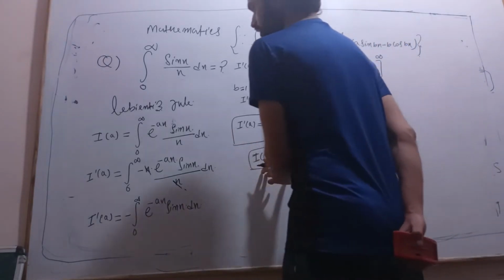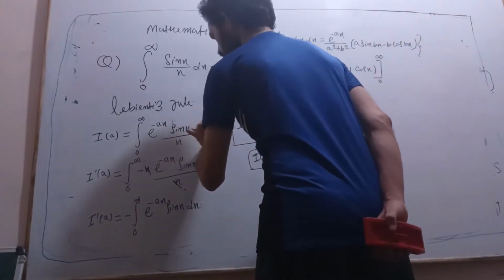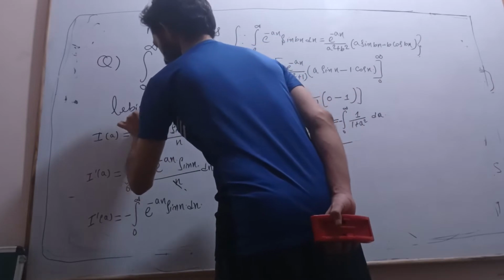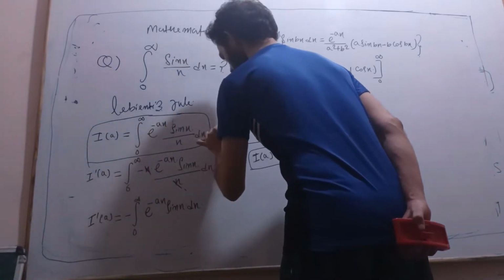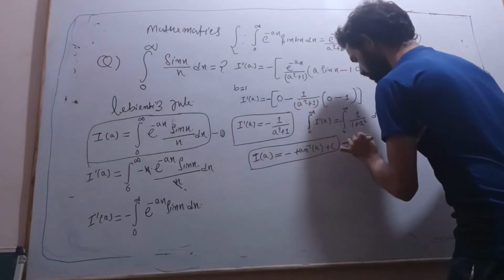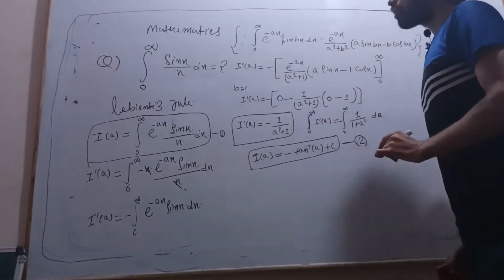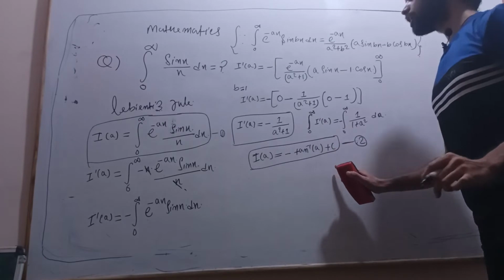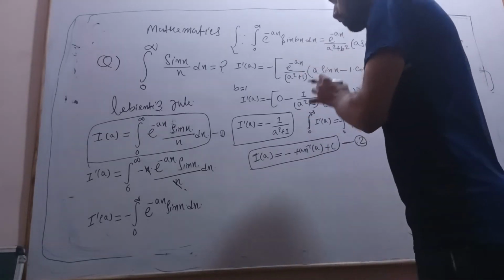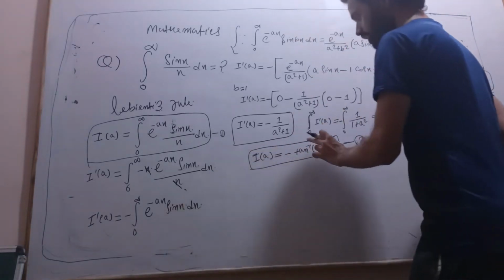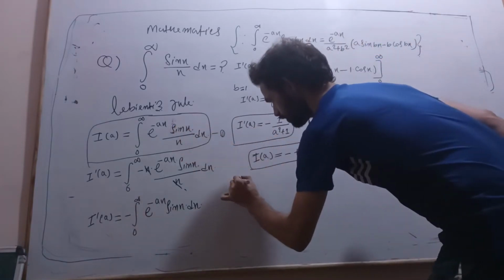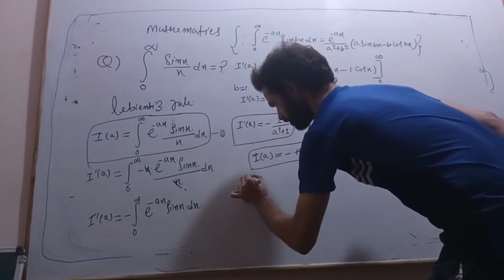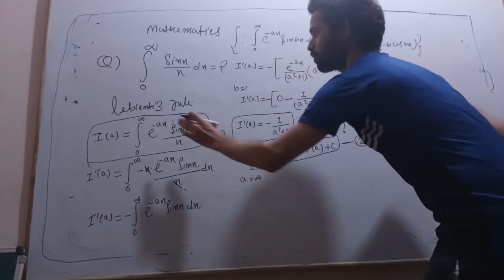One I of a is this, and the other I of a is this, and let us assume this as equation 1 and this as equation number 2. So now our target is to find the value of constant c. How will you find this? First of all, let us put a is equal to infinity in both these equations.